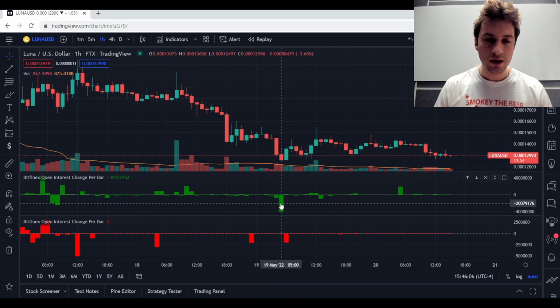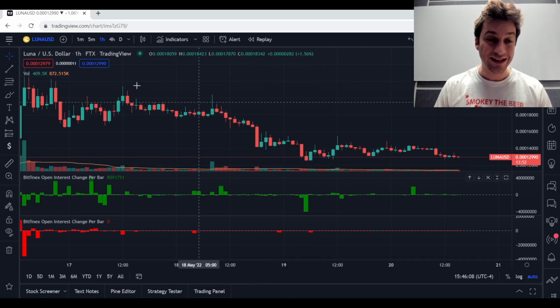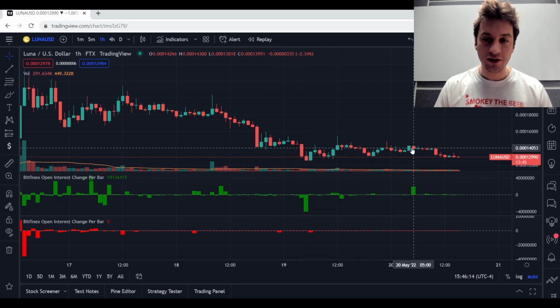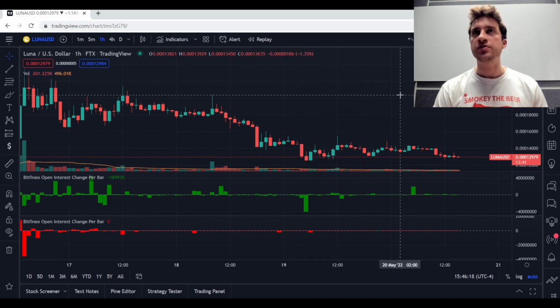I mean, look again here. This is a pretty large long actually exiting. It's on the 1 hour, but this is quite large. A large long exited right at the bottom here, and then a large long entered right at the top here. Really, it seems like these Bitfinex Luna traders have absolutely no idea what they're doing.